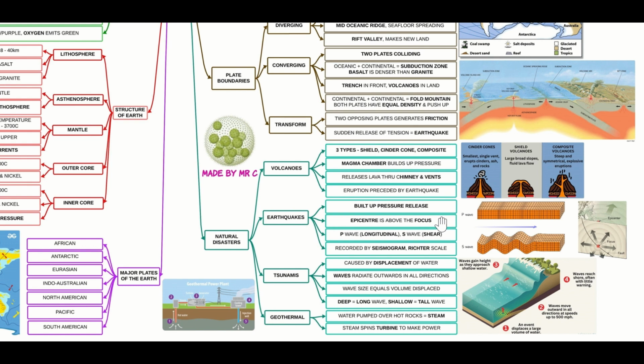Well, we've got 2 waves that come out. First of all, we've got the P wave, which is longitudinal, and we've got the S wave, which is transverse. And here we can see that the movement of the P wave shakes the Earth from side to side, and the S wave makes the Earth move up and down. Here is the diagram of the epicenter above the focus. And then the earthquake is recorded by a seismogram using the Richter scale.